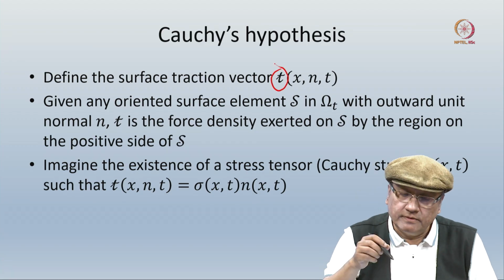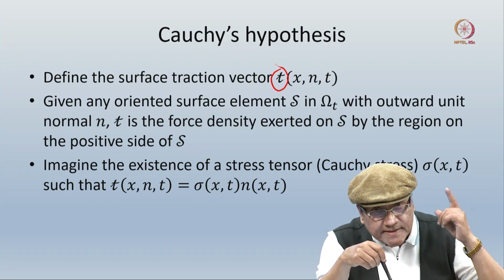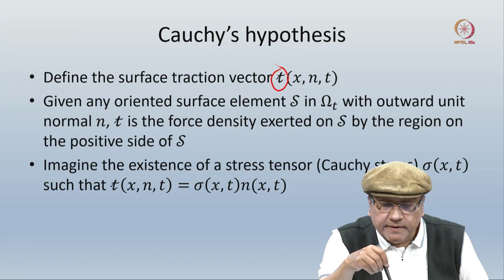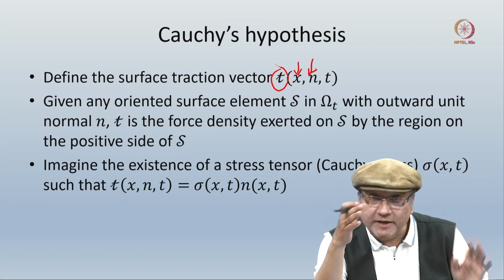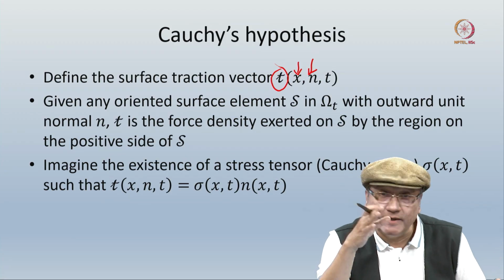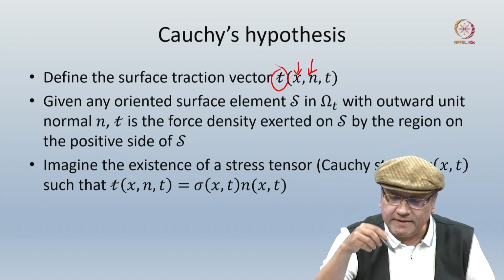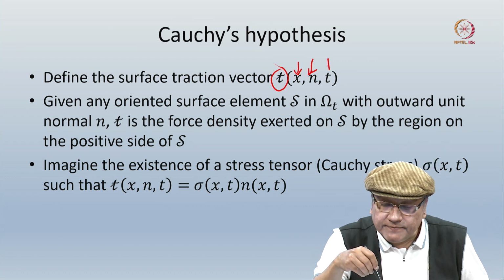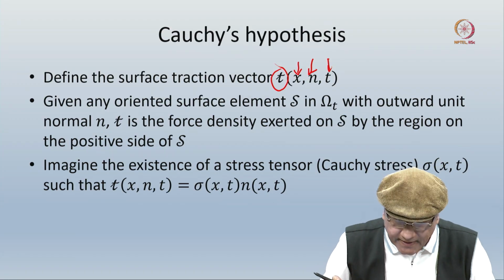This traction script t is considered a function of the spatial coordinate, the outward normal, that means it is defined on a surface. Whenever we are talking of outward normal, there has to be an oriented surface element to which this outward normal will be the outward normal, right? So, and the time t. Okay. So, assume that there exists such a traction vector.